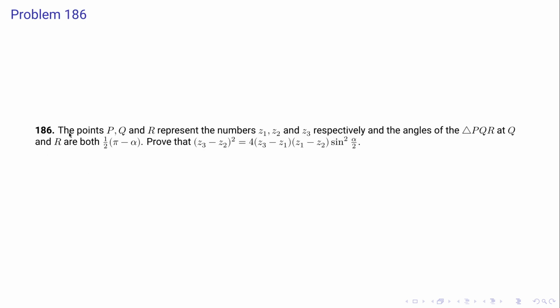Problem 186 says that the points P, Q and R represent the numbers Z1, Z2 and Z3 respectively, and the angles of the triangle PQR at Q and R are both 1 by 2 (pi minus alpha). Prove that (Z3 minus Z2) whole square is equal to 4 (Z3 minus Z1) into (Z1 minus Z2) sine square alpha by 2.